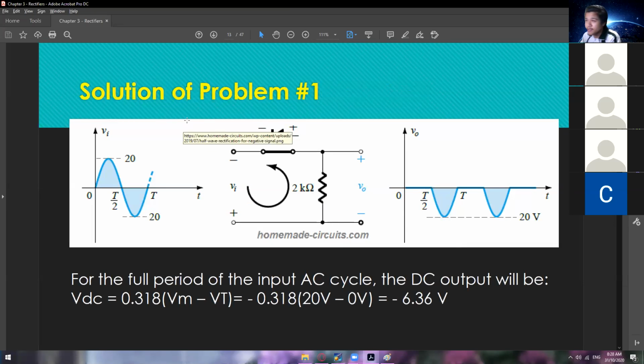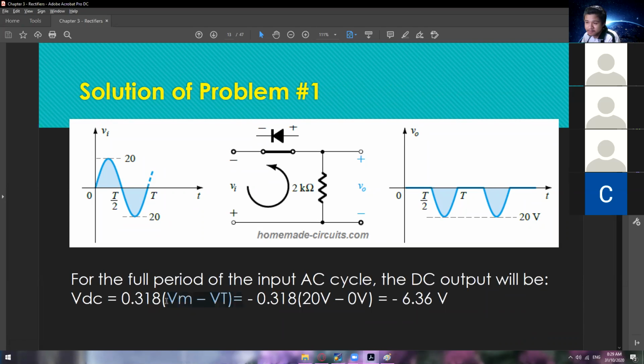All right. So here's the solution for problem number 1. So we should have this polarity. If we have this positive to negative to positive, or either of those two, you can even have the other way around, the clockwise, since this one is negative to negative and the other one is positive to positive. So as usual, this will only accept the negative half cycle. So for the full period of the input AC cycle, the DC output will be VDC equals 0.318.